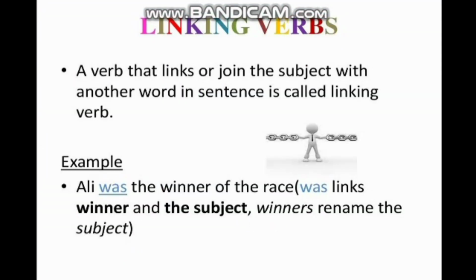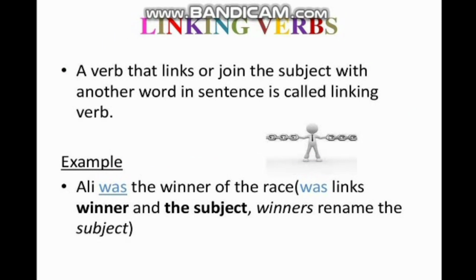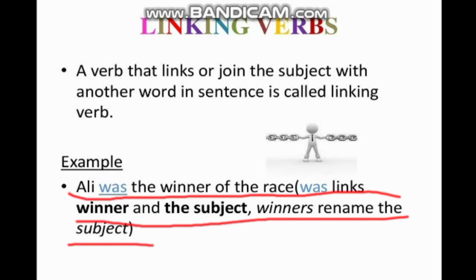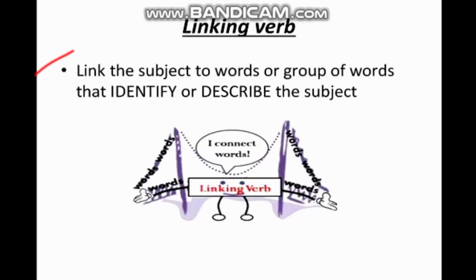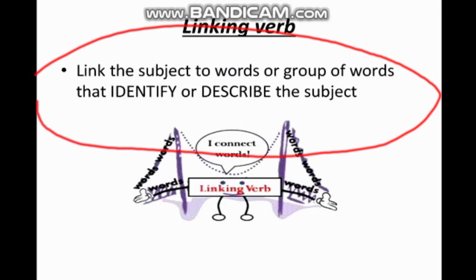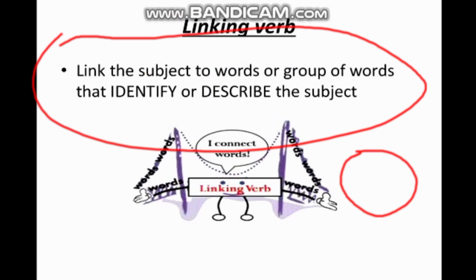Linking verbs. A verb that links or joins the subject with another word in a sentence is called a linking verb. For example, Ali was the winner of the race. Was links winner and the subject. Winner renames the subject. Got it? A linking verb links the subject to words or a group of words that identify or describe the subject. Linking verbs connect the words.